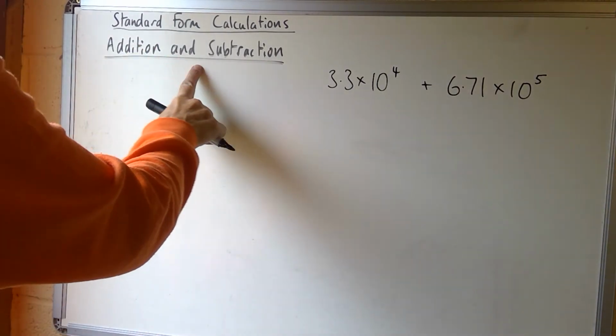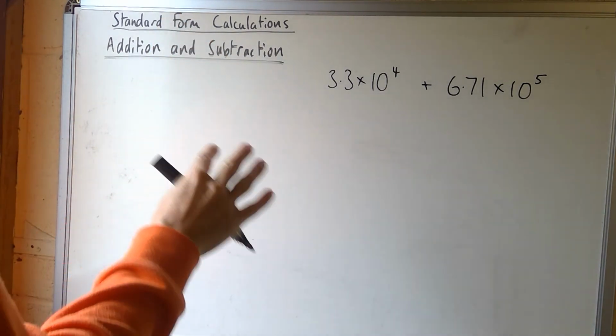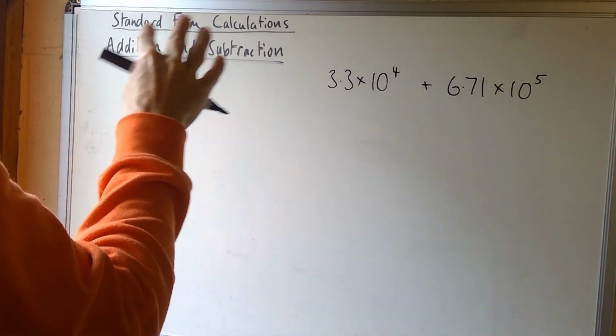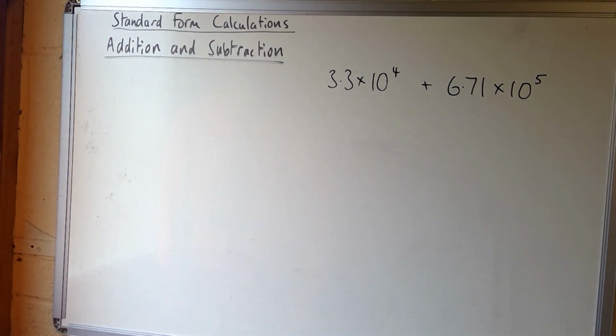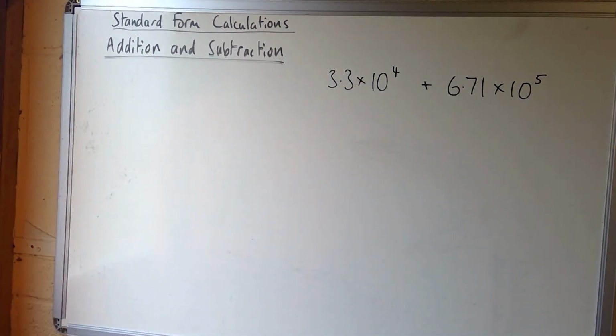Finally, on to addition and subtraction. Now for addition and subtraction, there are no quick rules. There are no quick methods. I'm afraid you can't do it without writing the numbers out longhand. So I'm just going to do one example here. It's an addition, but it will be the same if it was subtraction.